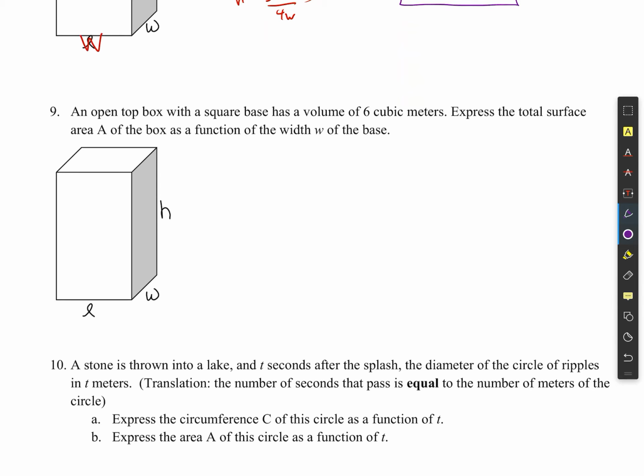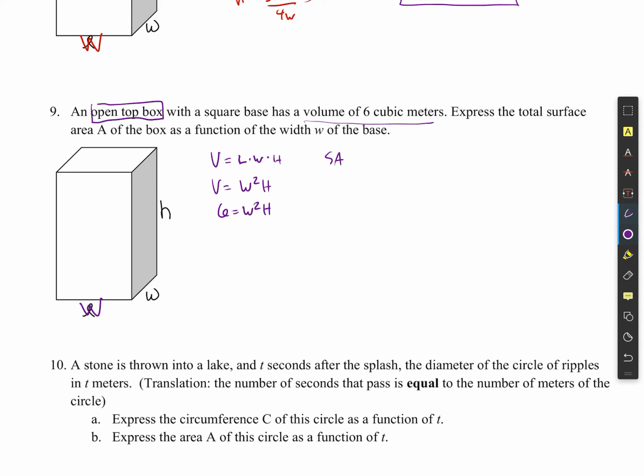I'll do 9. Open top box. Square base, so the length is also the width. Volume of 6 cubic meters. Express the surface area of the box as a function of width. So volume equals length times width times height. Volume equals w squared h. 6 equals w squared h.